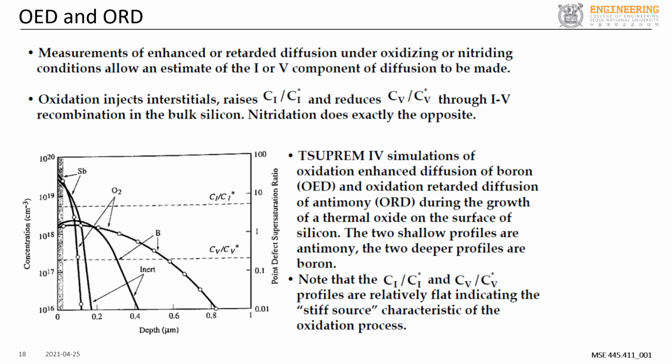So again, this is another example, right? For example, for boron, this is no oxidation. This is with the oxidation. You can see that faster diffusion, so oxidation enhanced diffusion for boron, but for antimony, it's the opposite, oxidation retarded diffusion. And we can see that due to the oxidation, right, this ratio for interstitials, it's higher than 1, but the vacancy is smaller than 1. So using the equation that we described, you can actually calculate the diffusivity, and you can check whether it's enhanced or retarded.